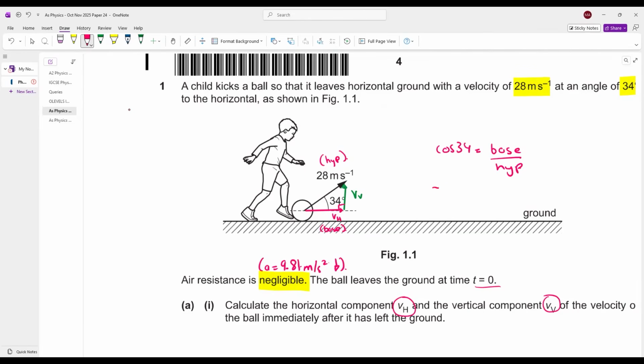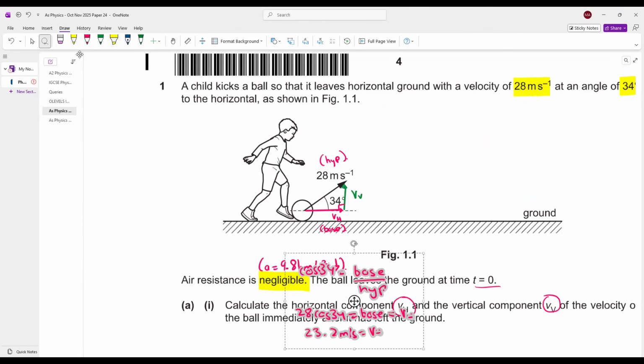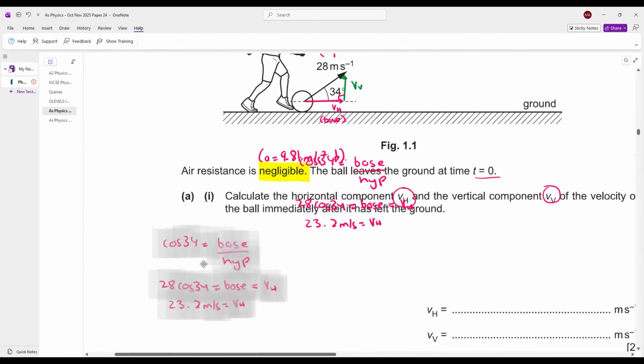The hypotenuse is 28. 28 cosine 34 is equal to your base, or you can say this is your horizontal component. What will your horizontal component come out to be? 28 cosine 34 comes out to be 23.2. So the horizontal component of velocity is 23.2 meters per second. Simple. You can place this on the bottom side here.